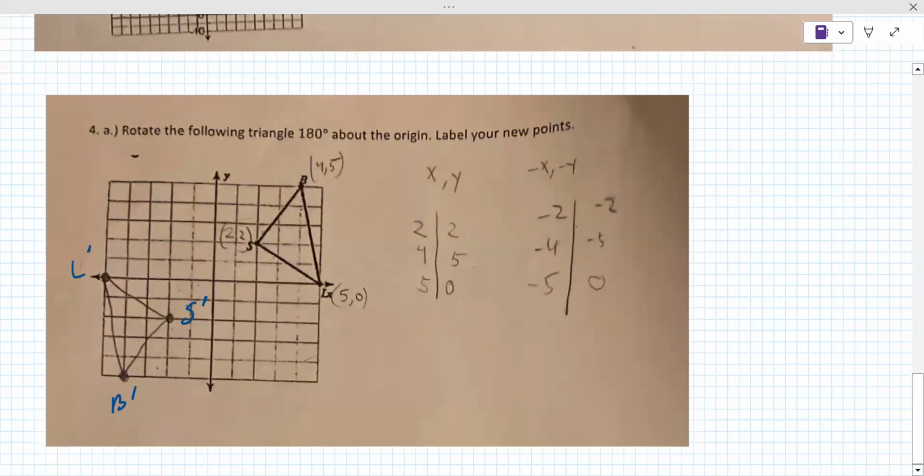Okay, all right, so I'm just gonna say B is fine. Let's go to 5. Is that okay? Yeah. All right.